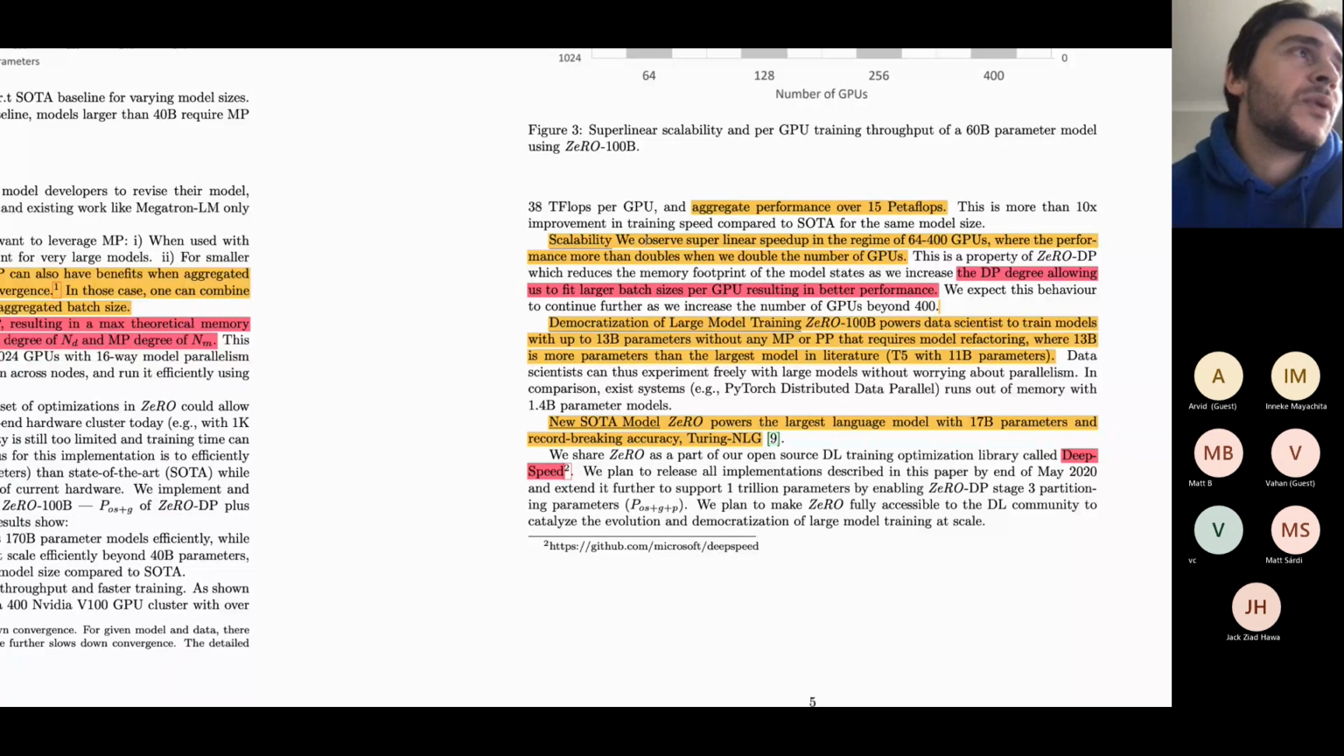In terms of scalability, they say we observe super linear speed up in regimes of 64 to 400 GPUs, where performance more than doubles when we double the number of GPUs. So they're saying we see more than a double in speed of computation. Is it super linear? I guess performance is in terms of memory usage, and they say this is a property of ZeRO-DP, which reduces the memory footprint of the model states as we increase the data parallelism degree, allowing us to fit larger batch sizes per GPU, resulting in better performance.